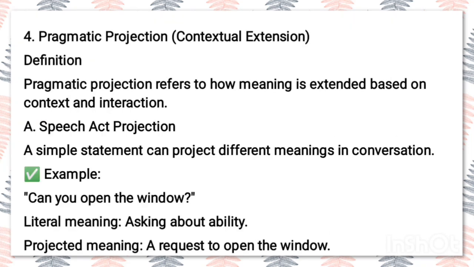Pragmatic projection, that is contextual extension. Pragmatic projection is how meaning is extended based on context, conversation, and interaction. First one is speech act projections. Words can do different things depending on how they are used in conversation. For example, can you open the window? Literal meaning, are you physically able to open the window? Projected meaning, a polite request to open the window.